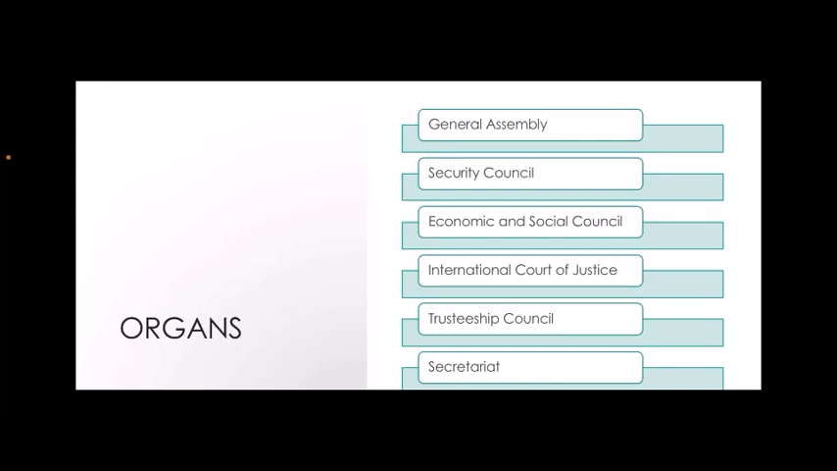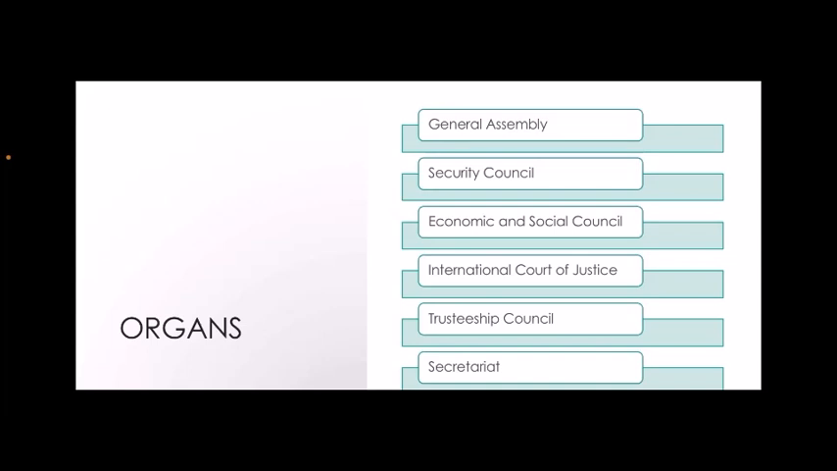The second one is to prepare policies for arms control. Third, to play a joint role with the General Assembly in the appointment of the judges of the International Court of Justice and also the appointment of the Secretary General of the United Nations. India is making efforts to get the permanent membership of the Security Council.